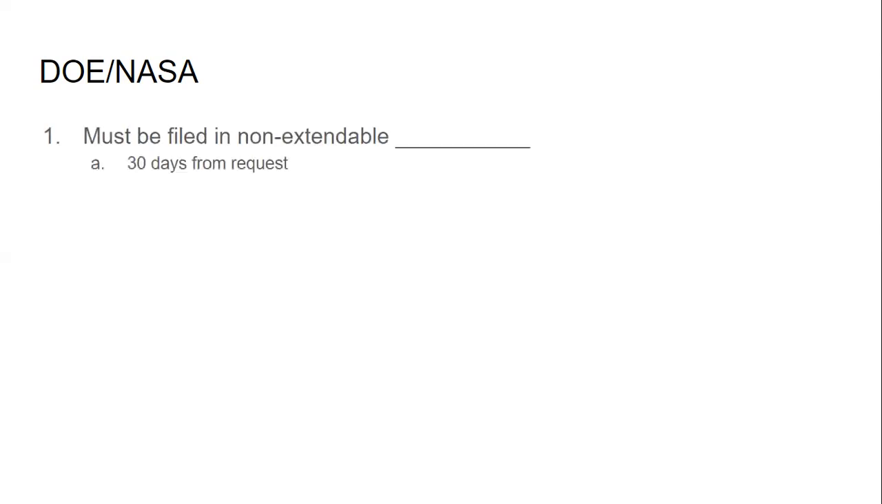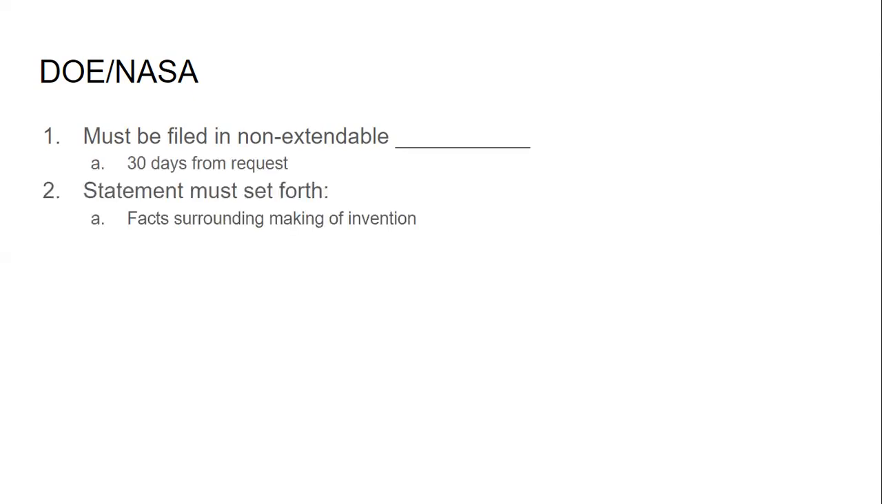So DOE and NASA, this section, I think that the PLI said that it's barely been questioned before. Or it says that in a couple other places too, but barely been questioned. But basically, if they do, it must be filed in a non-extendable 30 days from the request. And the statement must set forth the facts surrounding the making of the invention, whether the invention was conceived in a government contract. And then hopefully it won't come up. So basically just some questions here. Is there a fee for obtaining status? Nope. And then pretty much any other questions would be just within there.